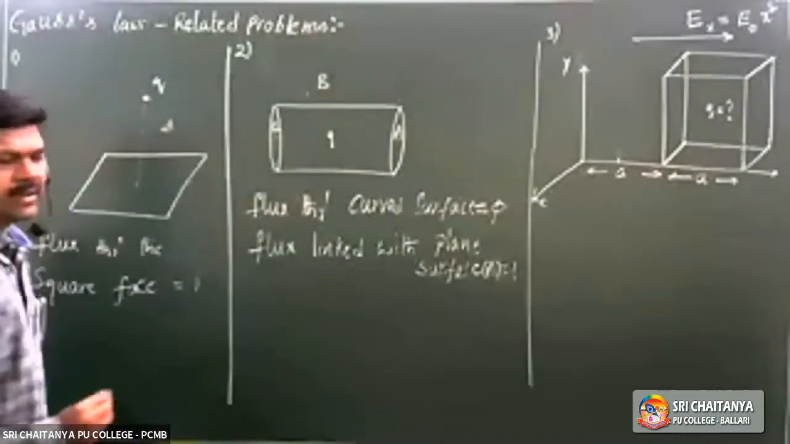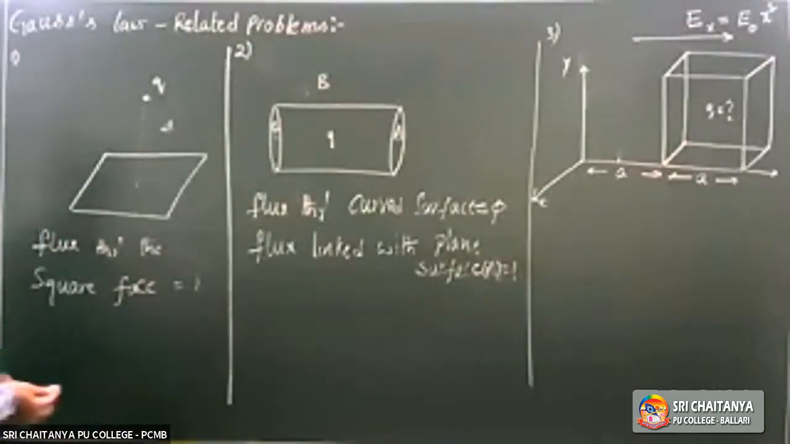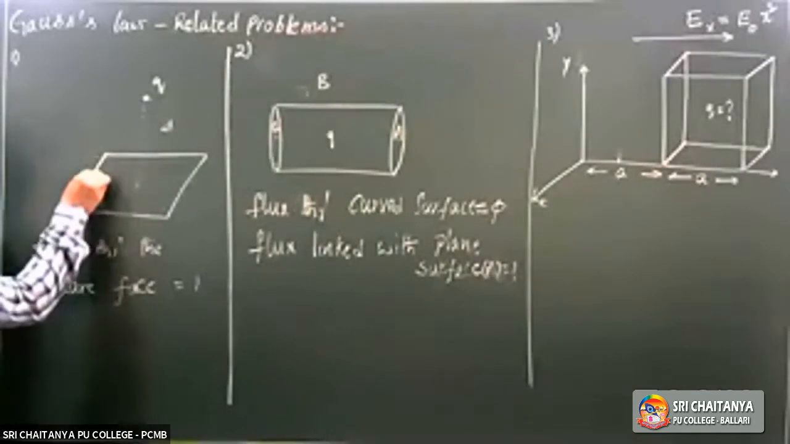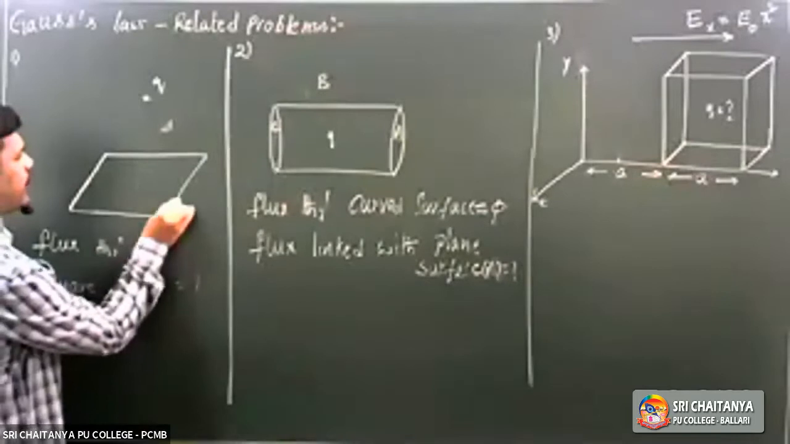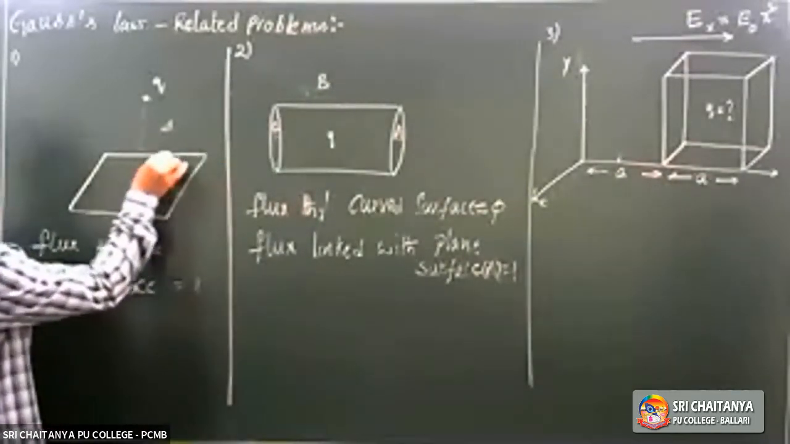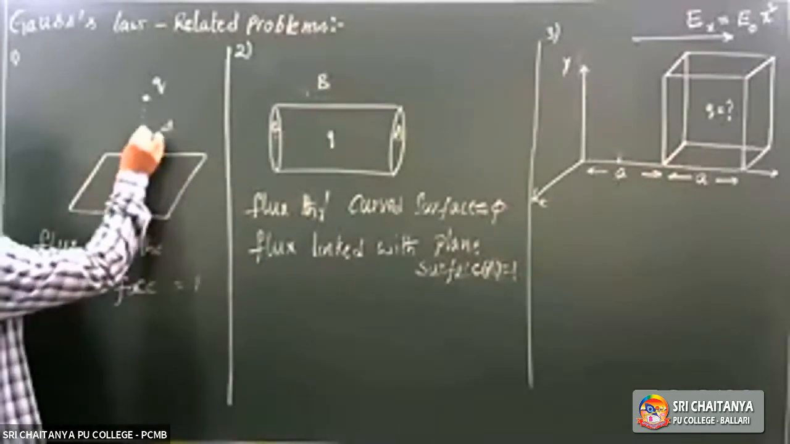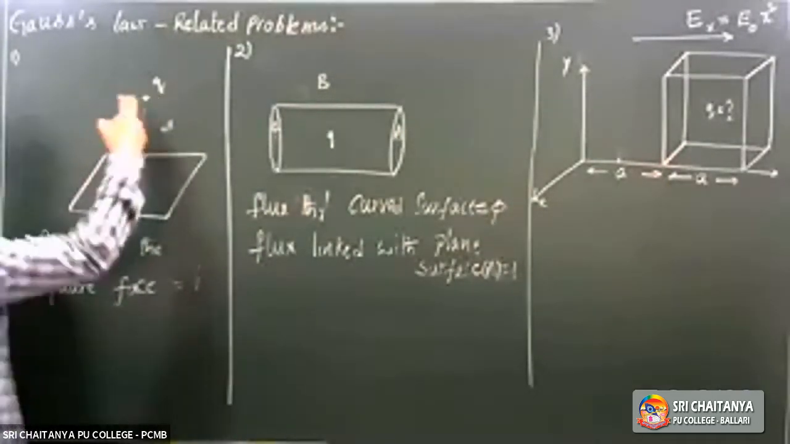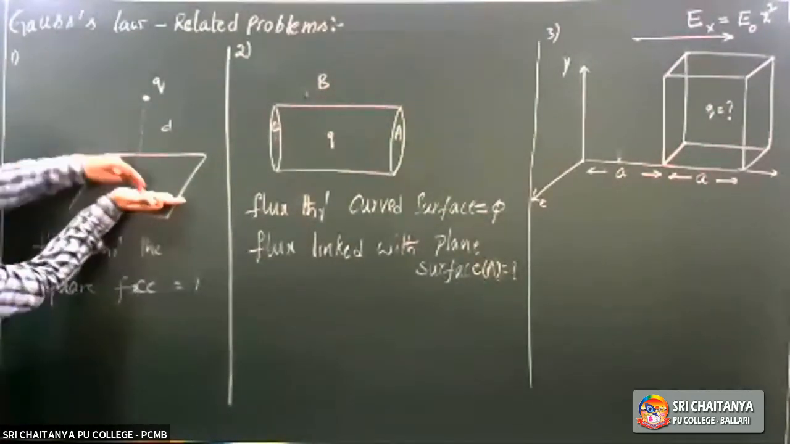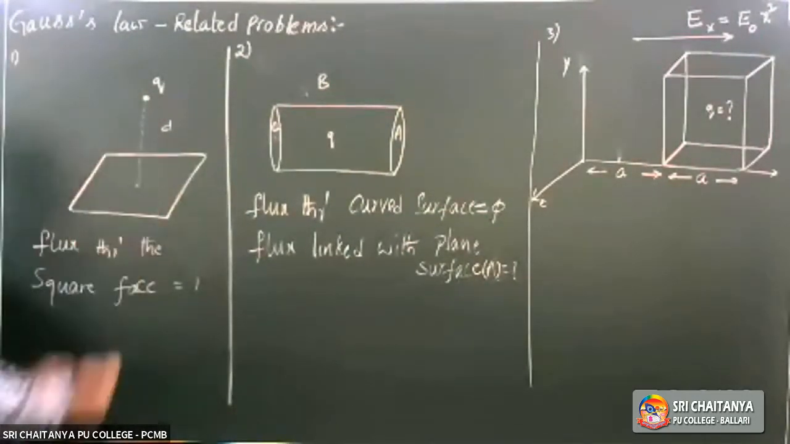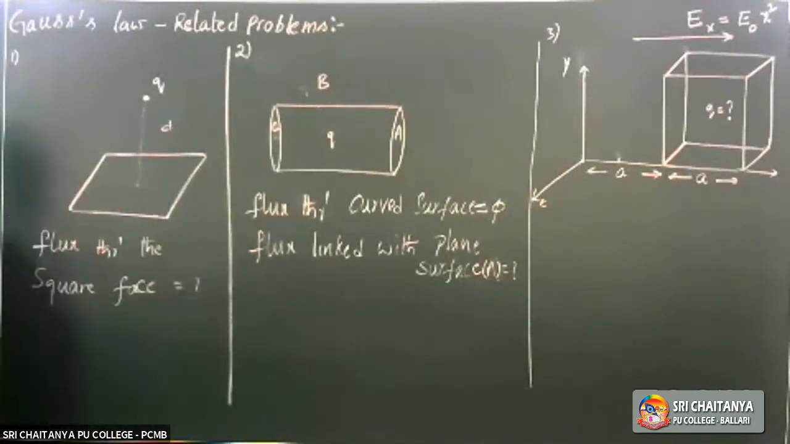A few more problems based on Gauss law, important problems. This is a square face. From the center of this face, above this, a charge Q is placed at a distance d.